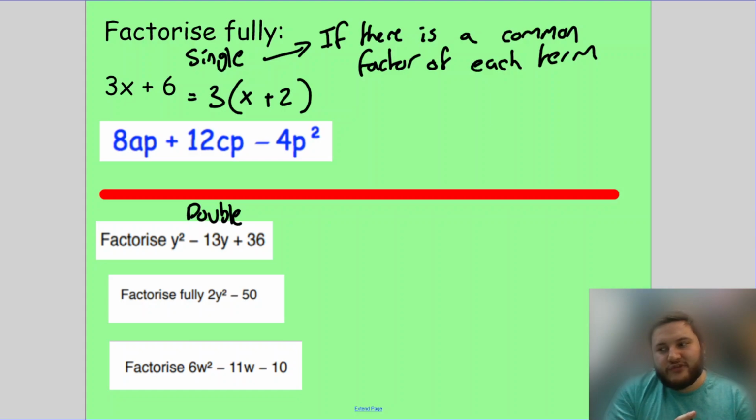Now, just to put that into perspective, 1 is always going to be a factor of every term. What I mean by a common factor of each term is a common factor bigger than 1. In this case, it was 3.